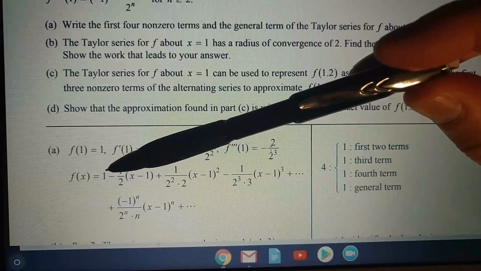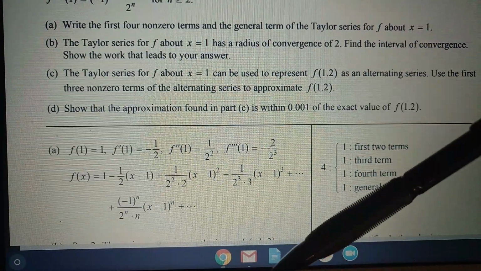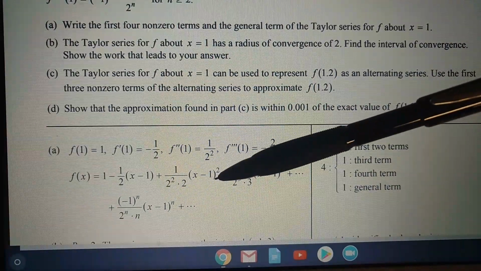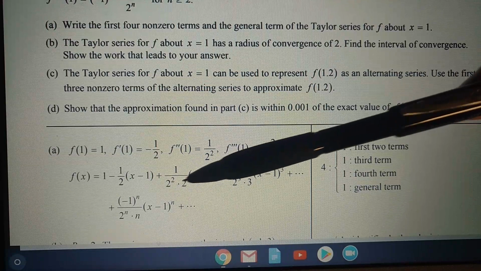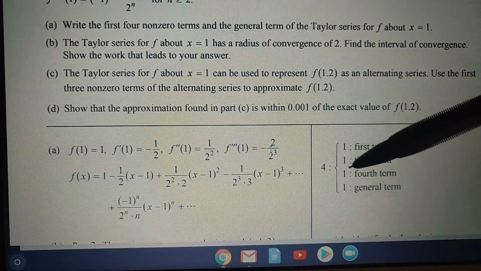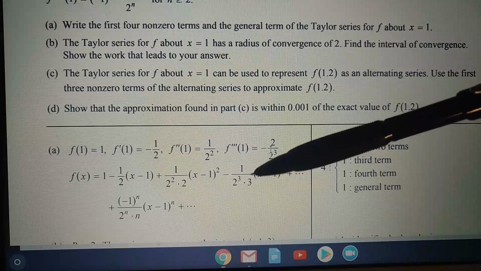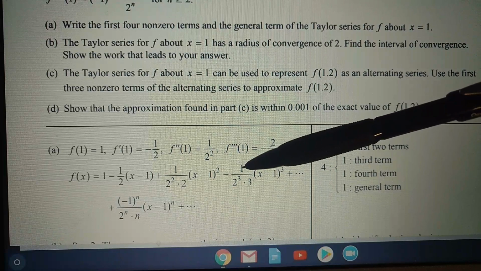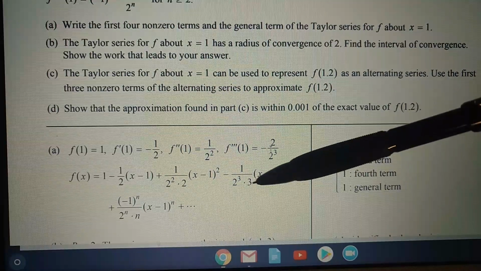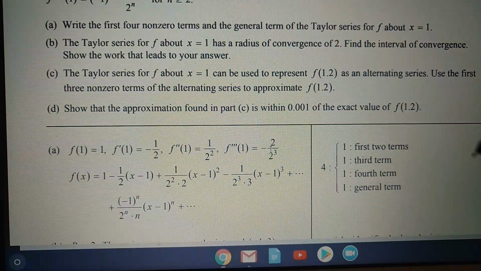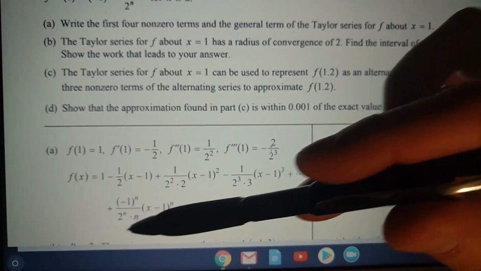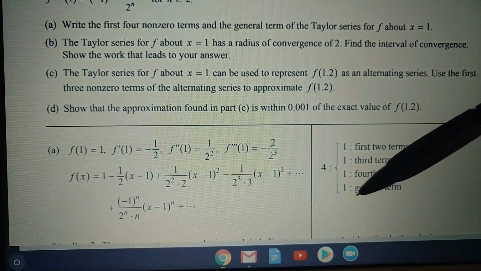Our first 2 gets you 1 point, 1 minus 1/2 times (x minus 1). Getting the third term correct, so you can write it out like this, or you can simply write it as 1/8 (x minus 1) squared. That gets you a second point. Getting the fourth term, which can be written like this, you can leave it like that, or you could go ahead and write it as minus 1 over 24 (x minus 1) cubed. You've got to have that. That would get you the third point for the fourth term. And then the expression here for the general term, that gets you the fourth point.